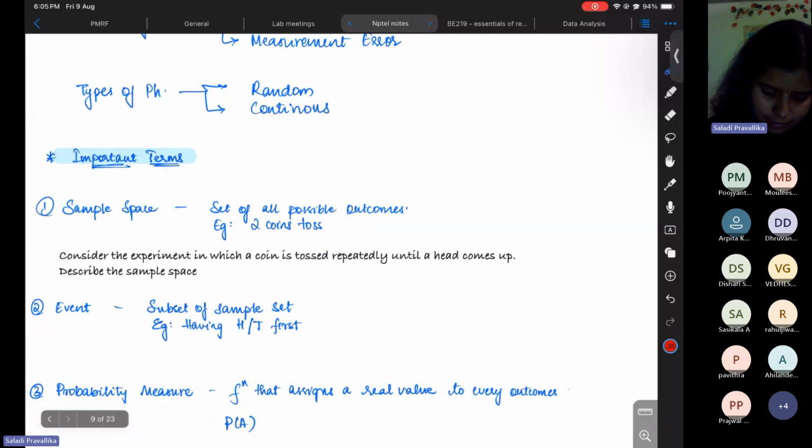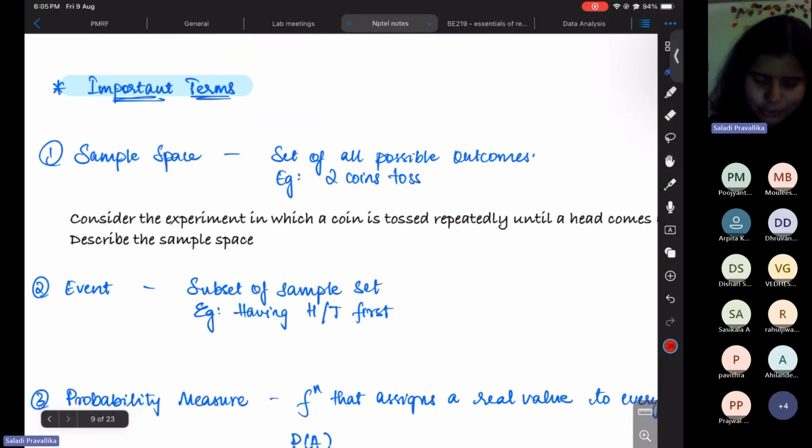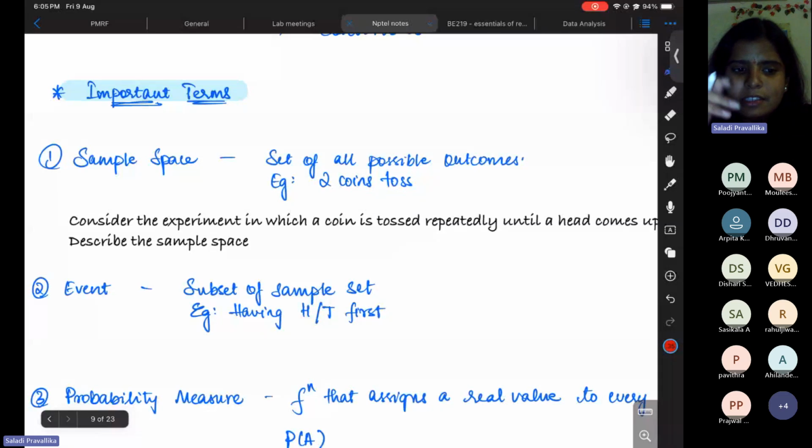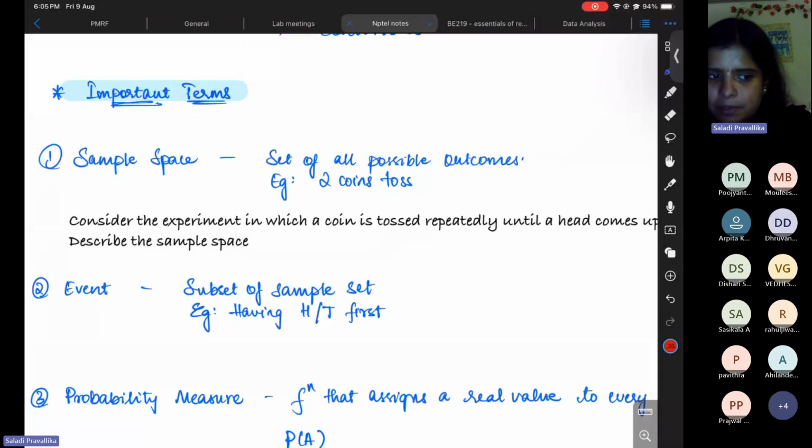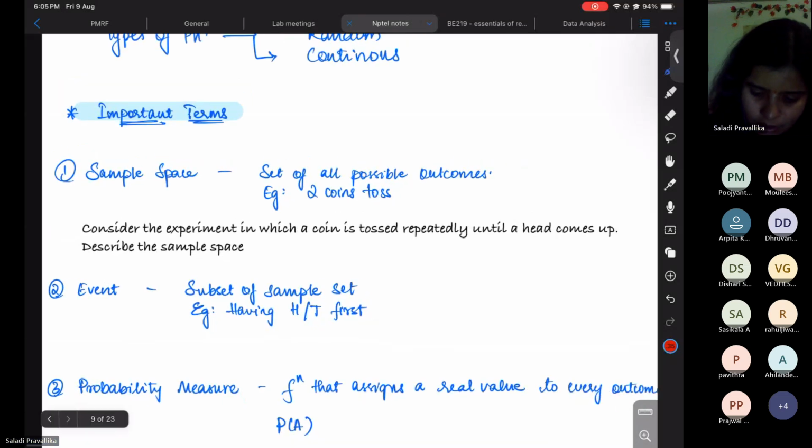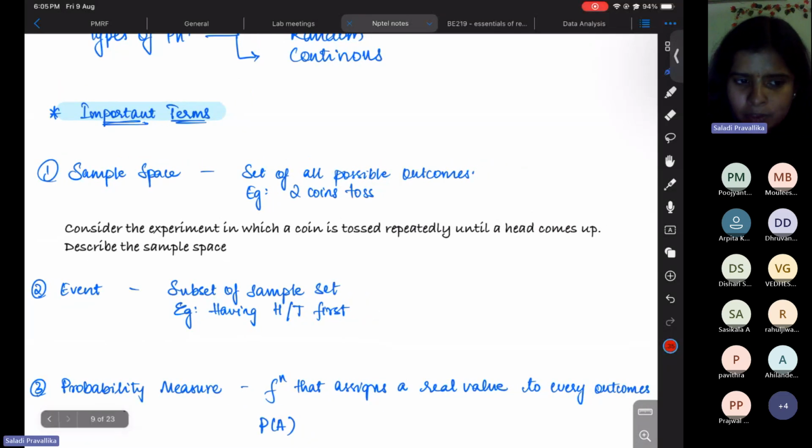Consider this black line. So that's the question. Consider the experiment in which a coin is tossed repeatedly until a head comes up, right? So what do you think is the sample set for it? I'll wait for 2 minutes. You can type in the chat box.